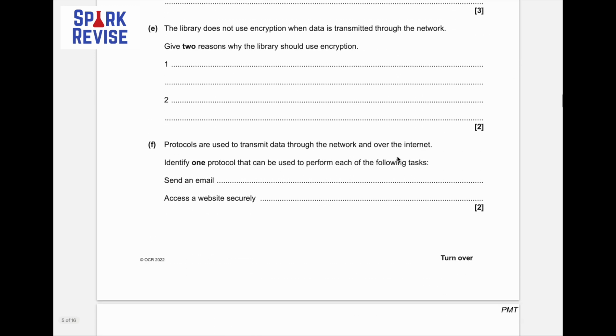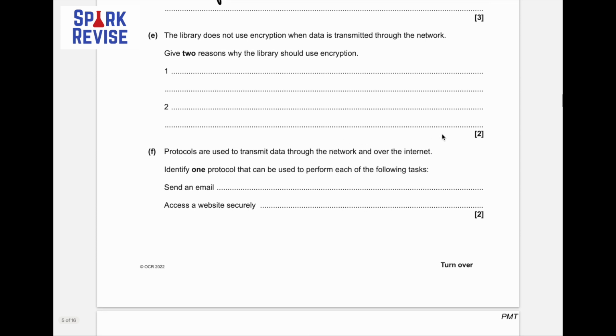So the library does not use encryption when data is transmitted through the network. Give 2 reasons why the library should use encryption. So what is encryption? Encryption scrambles data so only authorized users can read it. You've got asymmetric and symmetric encryption, but I don't think this is talking about that. So it's just asking, why should the data be protected, basically. So 2 reasons. Let's have a think. So I would say, so data cannot be understood if intercepted.